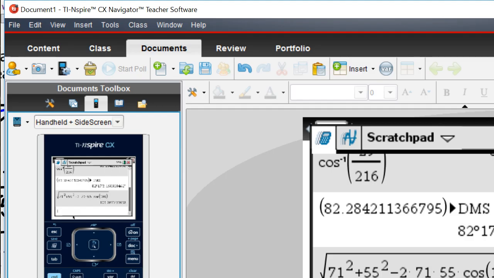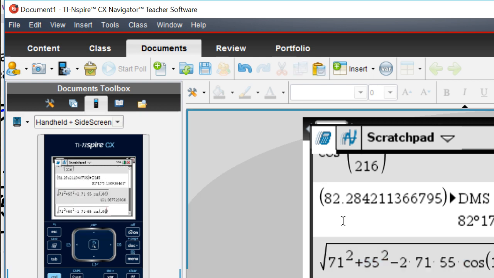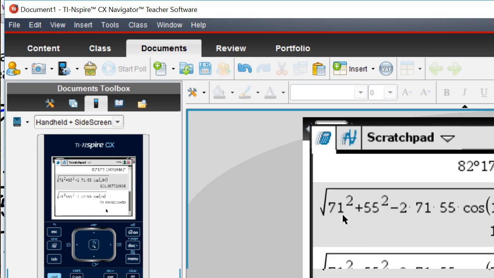And if you didn't want to retype all of that, you could just arrow up 2 times, copy it, and change the 106 to 74 degrees. And the answer was 76.9 centimeters.